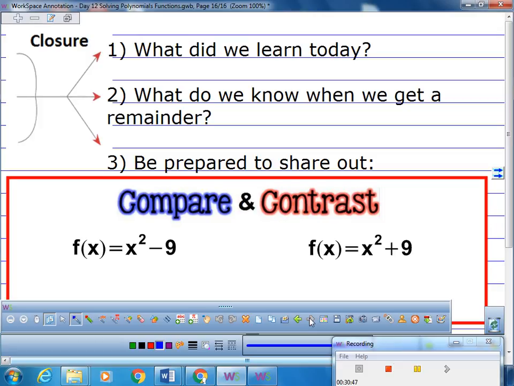Okay, what do we know when we get a remainder? It's not factorable. Good, you guys, that's from yesterday. Okay, so compare and contrast these two. This one's factorable. This one's not, so what's it going to look like? It's going to have imaginary roots. Good job, guys. Pack it up.